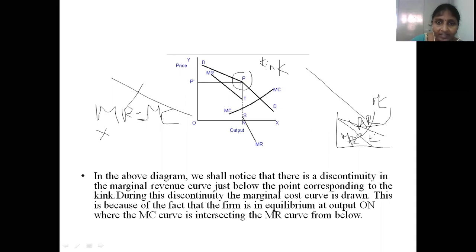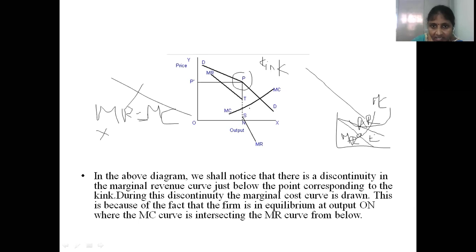So here we will extend up to this. Whatever price we get on this axis is called the equilibrium price. Once again, in the above diagram, we shall notice that there is a discontinuity in the marginal revenue curve. This is the marginal revenue curve. There is no continuity of this curve. There is a breakage in this curve.